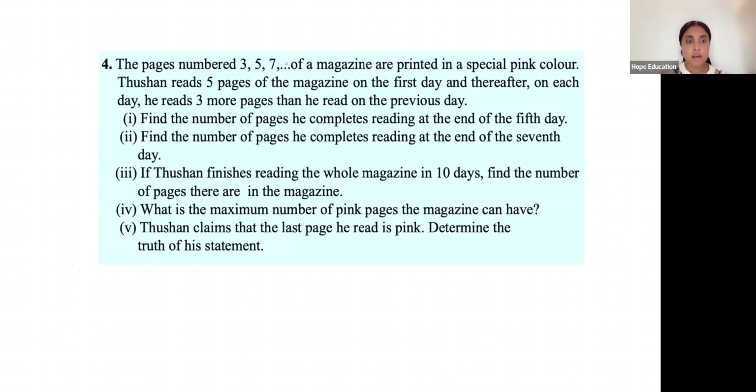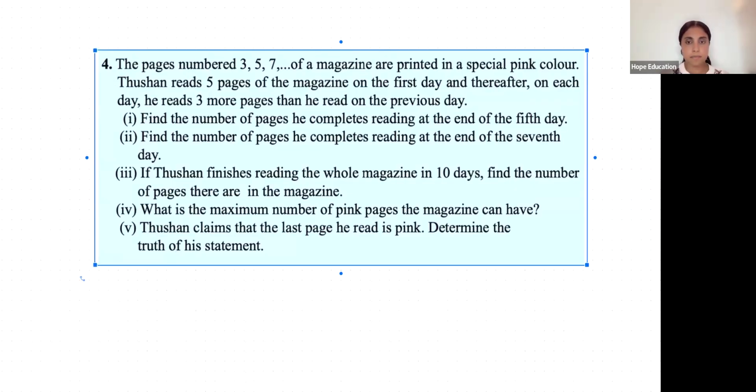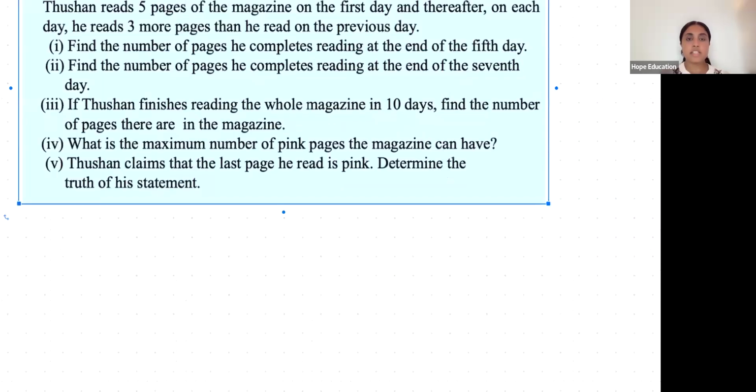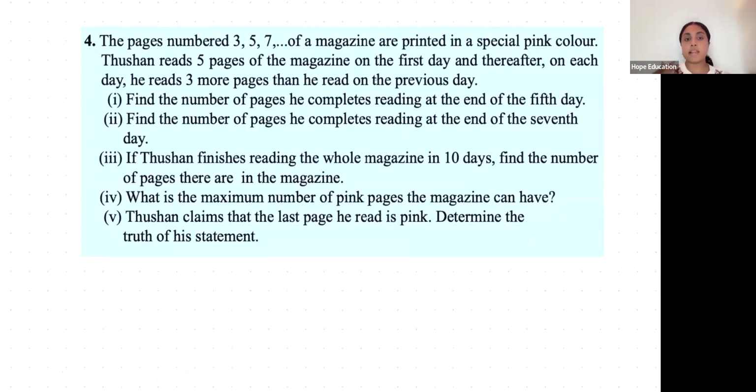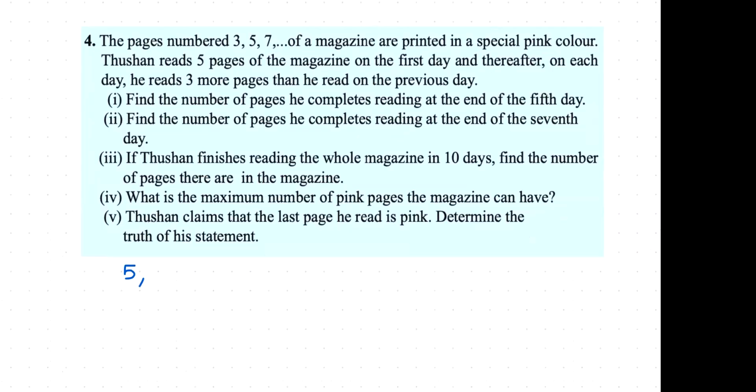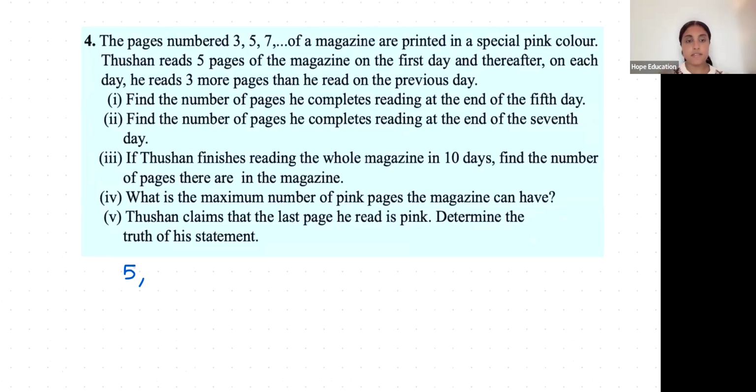Tushan reads 5 pages of the magazine on the first day, and on each day he reads 3 more pages. Again, first day he reads 5 pages. By the second day, how many pages has he read? 8 pages. That means first day 5, then second day 8, and then 3 by 3, it's increasing, right?